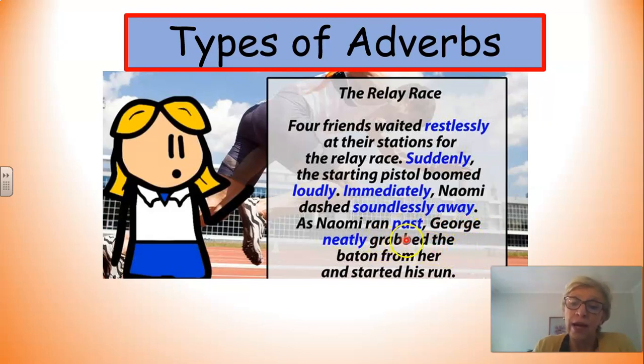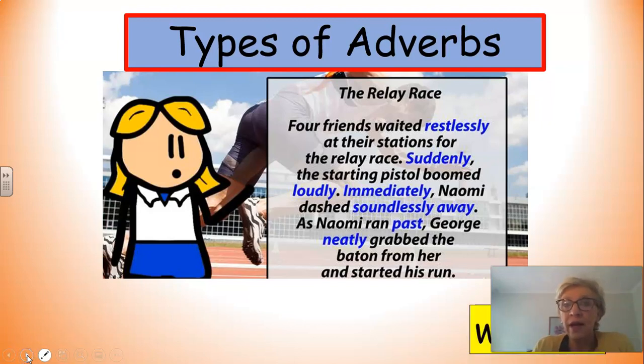So, where did Naomi run? She ran past, not around or up and down. So that is an adverb of where she ran. And then George neatly grabbed the baton. So he grabbed the baton neatly. He didn't drop it. He didn't fumble it. And notice that this adverb goes in front of the verb. So that gives you an idea of these three types of adverbs that we use. There are others that you'll learn about as you move on up in the school.